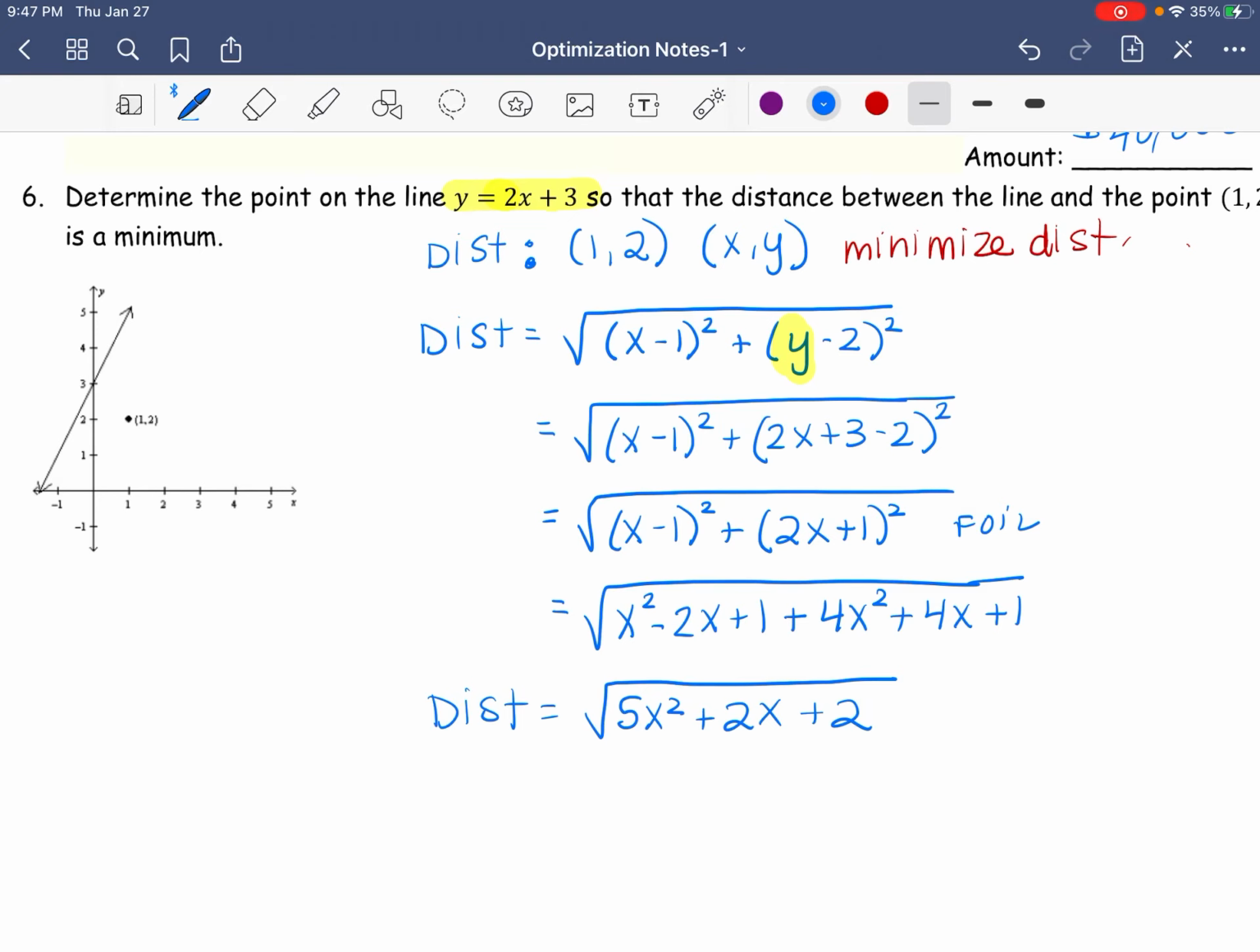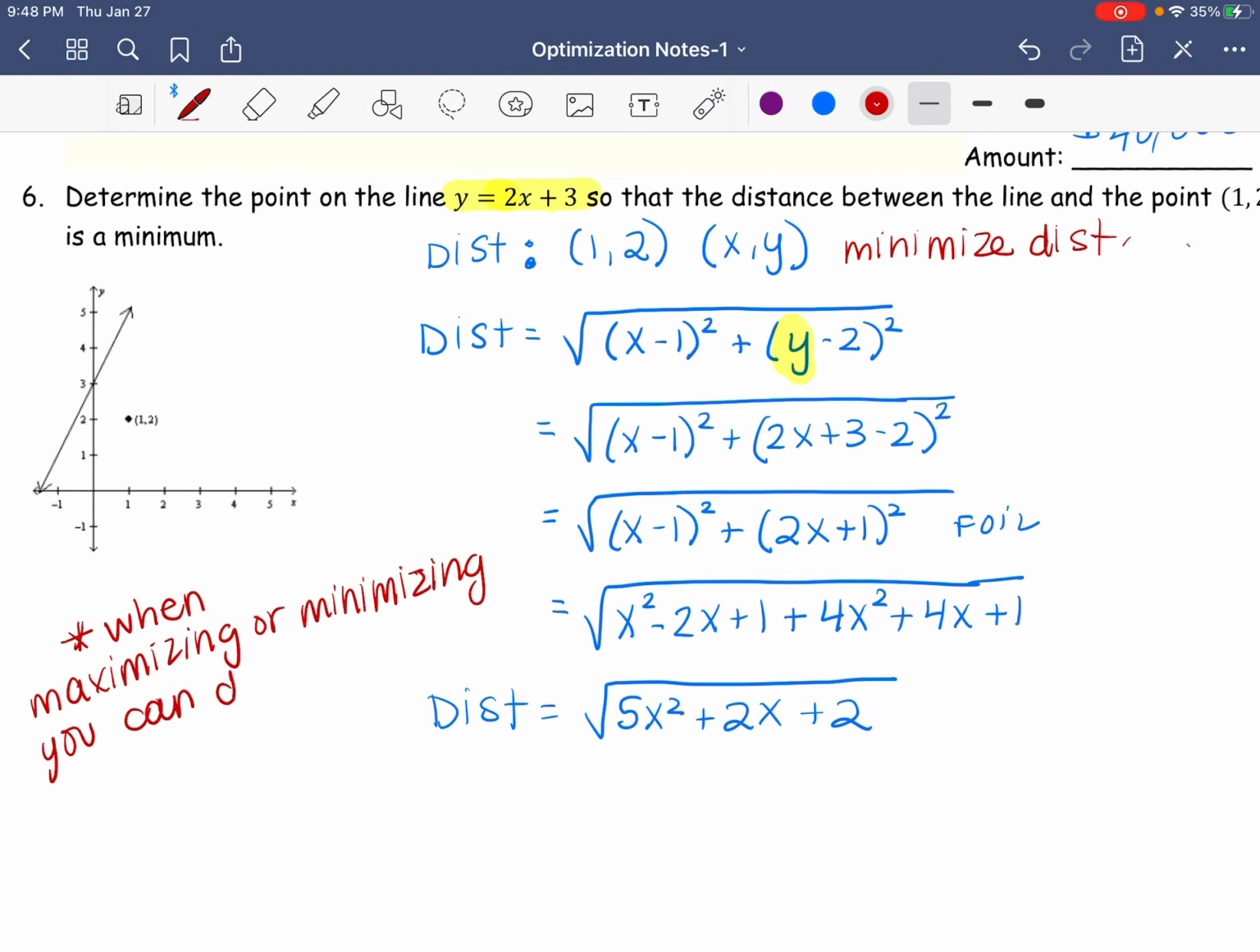There's this nice shortcut when you are minimizing. If you are minimizing or maximizing and you have a square root, you are allowed to drop it. Okay, I'm going to make a note of that on the side and then I'll explain why. So we're going to say when maximizing or minimizing, you can drop the square root before taking the derivative.